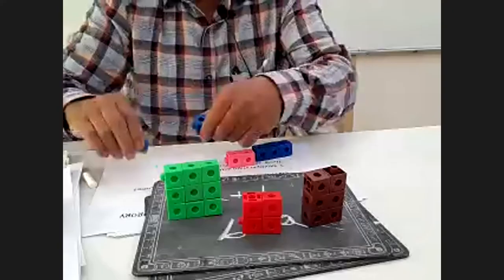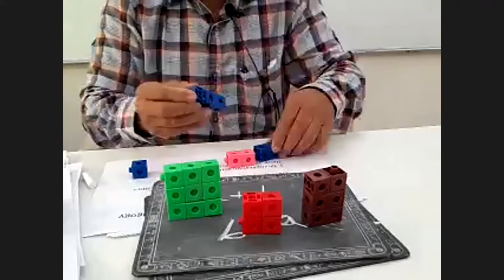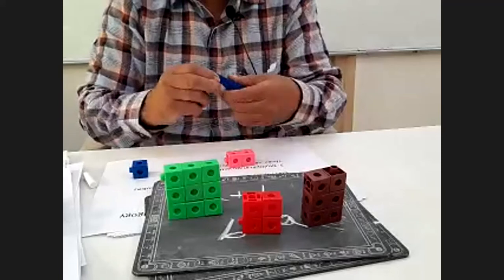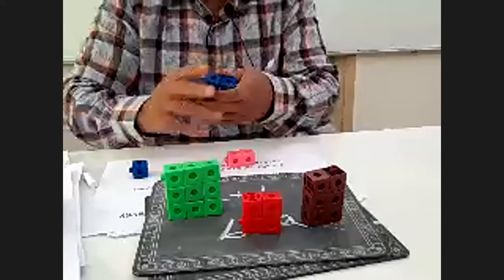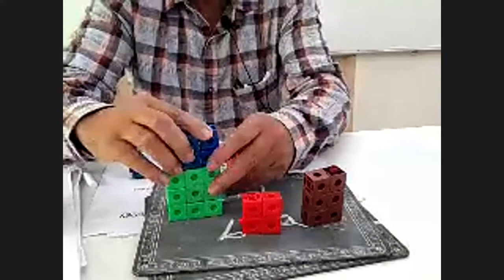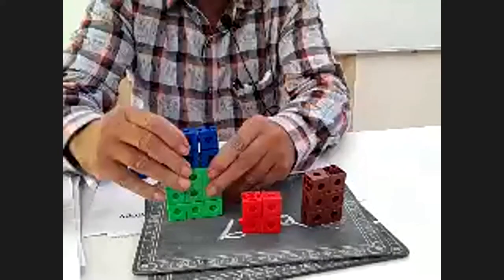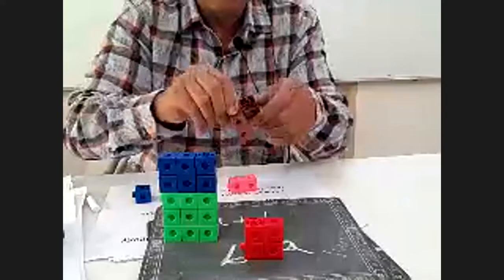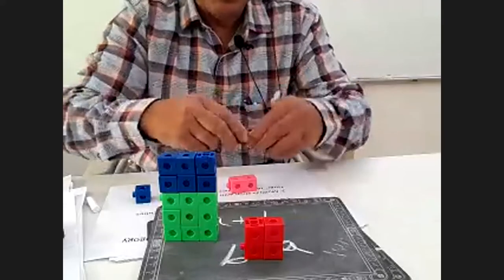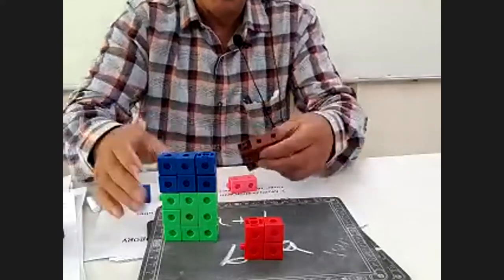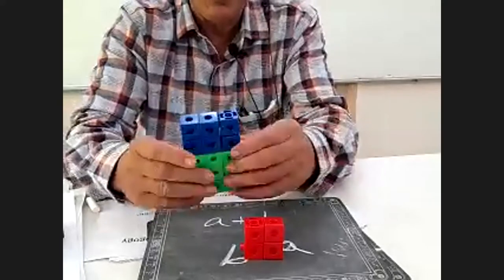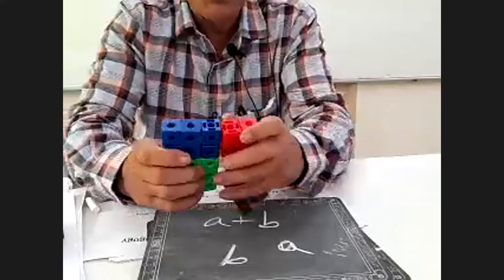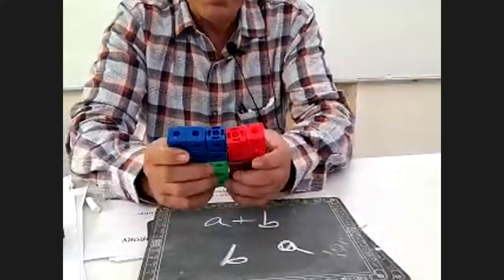And this is another version of A times B. And now I can join them, which means I'm adding. So this is A squared plus AB. And this is A squared plus another AB. So it is A squared plus 2AB. And what I get is another square.